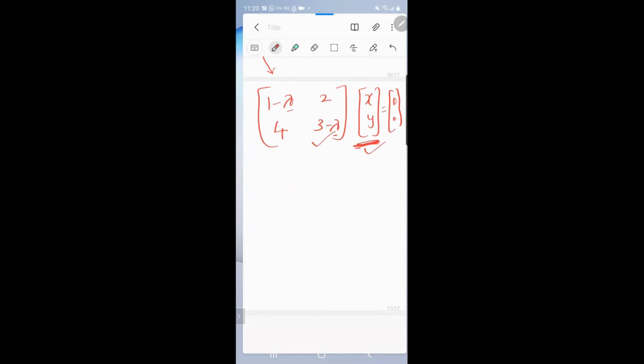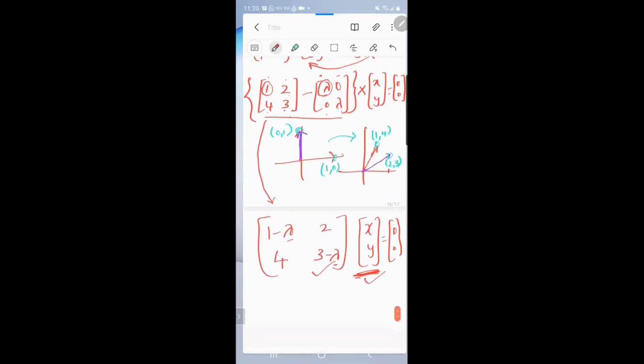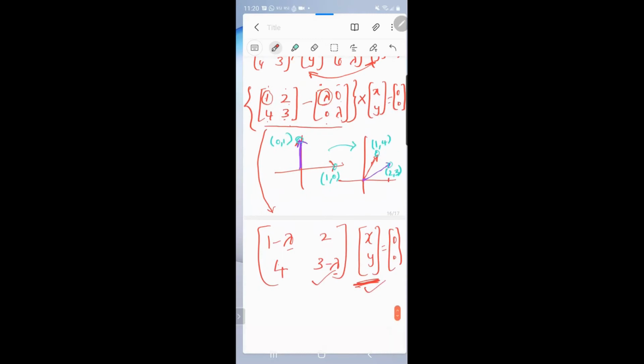Yeah, Prince, let's solve slowly. So first to find lambda, my claim is the only way is to find this discriminant. So this is a leap of faith. I'll send you guys some notes. You can read that one. So is this subtraction clear? 1 minus lambda, 2 minus 0, 4 minus 0, and 3 minus lambda. Yeah, I understand that.